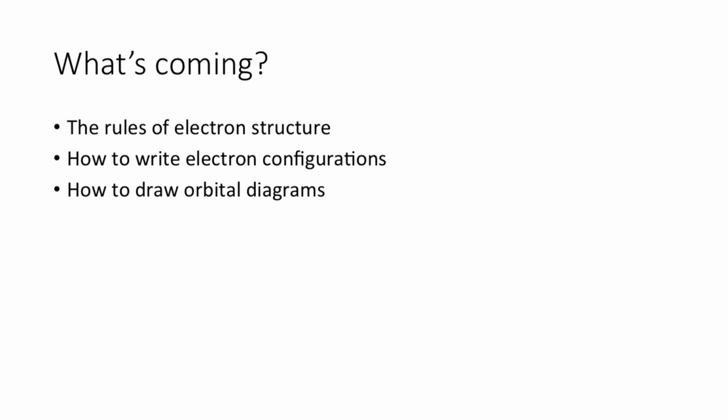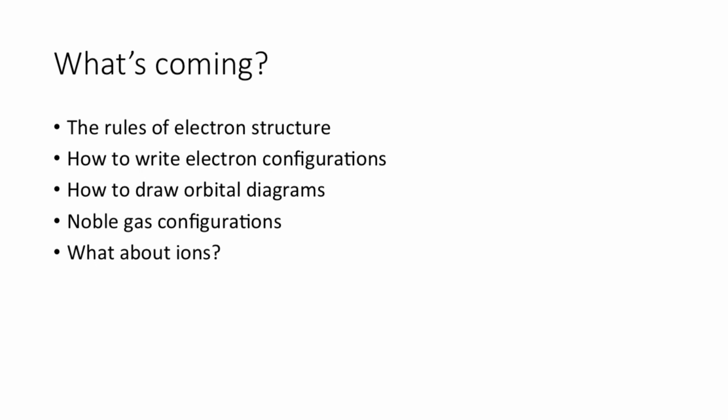We're then going to discuss how to abbreviate these with a noble gas configuration, discuss what happens when atoms become ions, and discuss how electrons can become excited. Finally, we're going to wrap it up with a quick conversation about magnetism and how it relates to the electron structure in atoms.